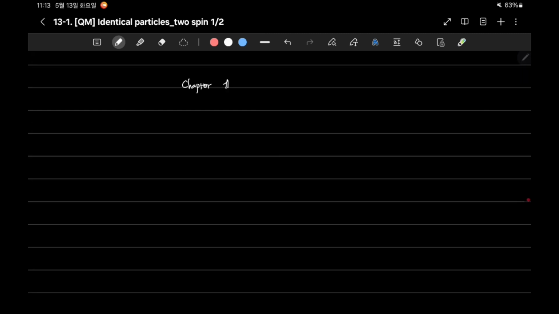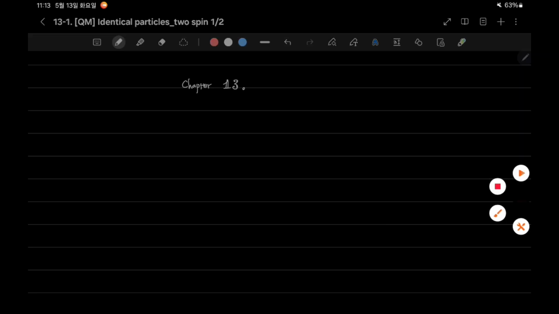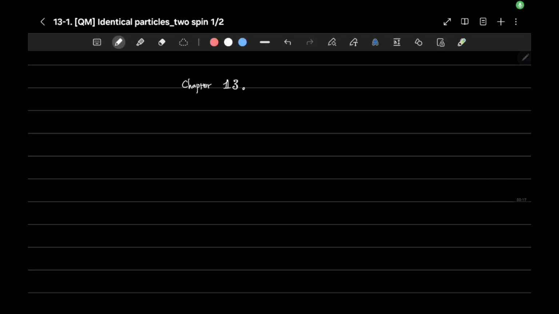Chapter 13. Just a minute. Chapter 13 is identical particles.